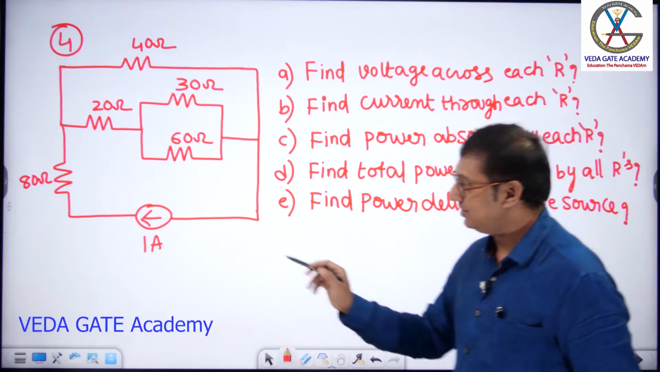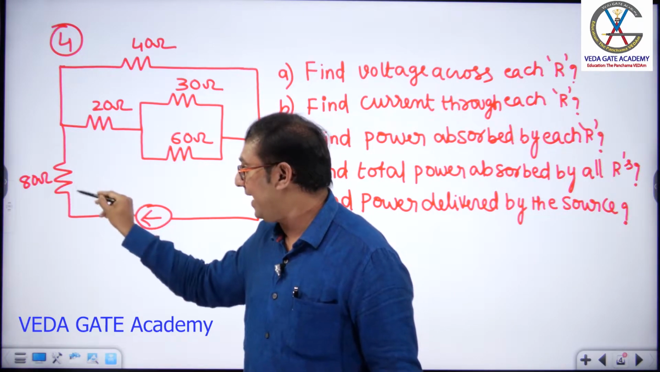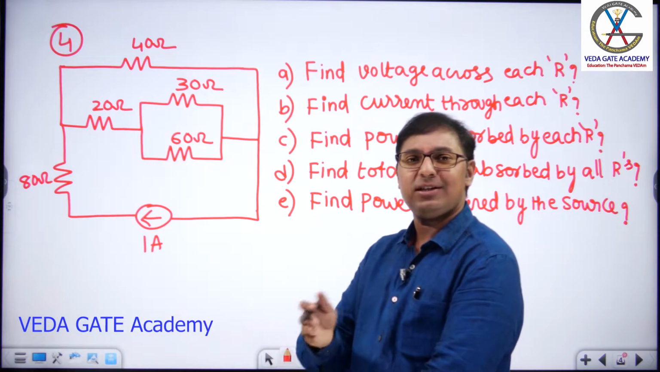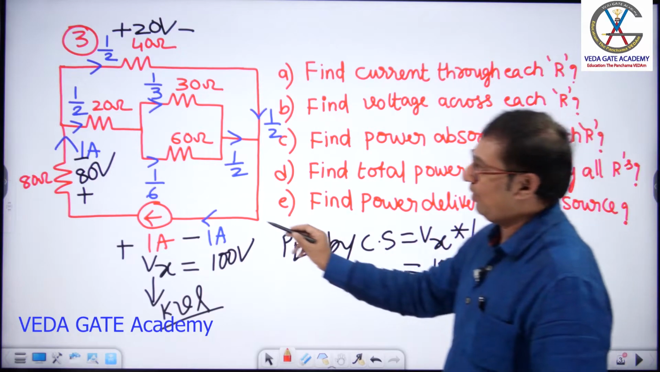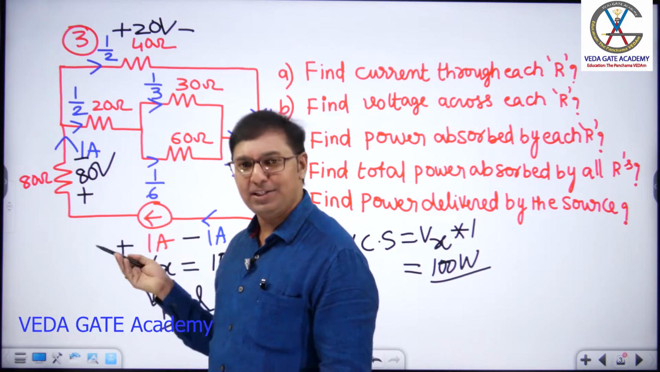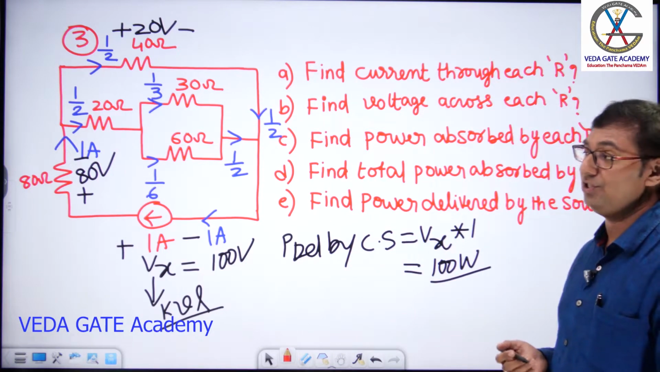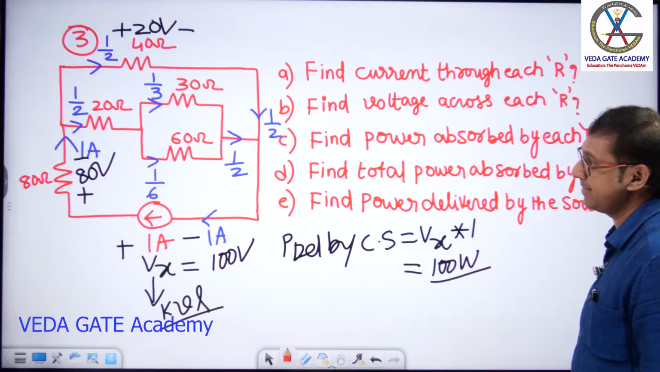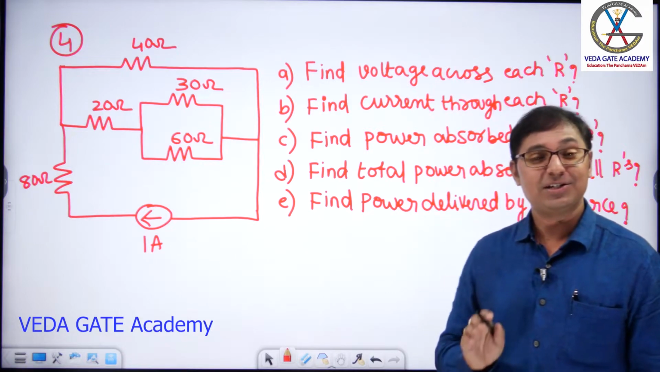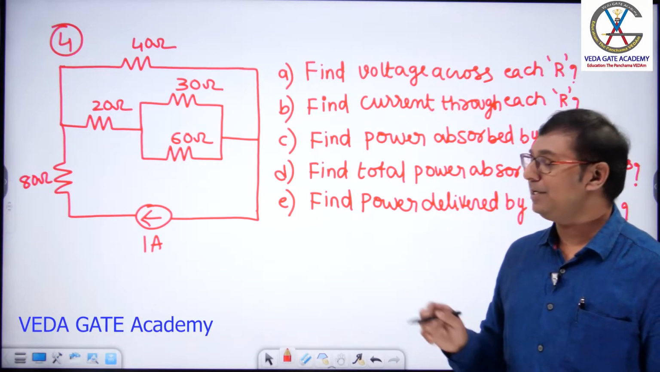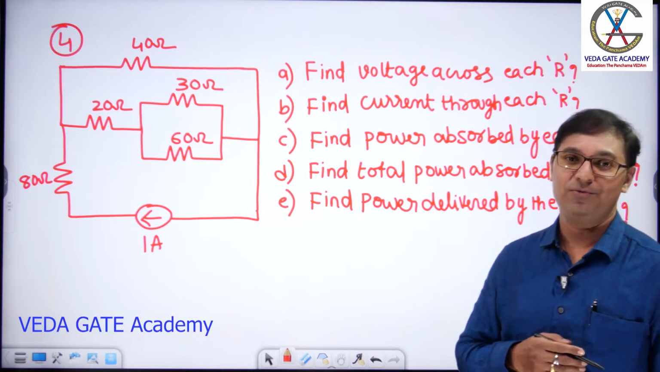I repeat my statement. Many will say here, sir, 1 amp coming like this, 1 amp goes like this, 1 into 80 is 80. Then what is the difference between the third question and the fourth question? Even in the third question we have done the same: 1 amp is coming like this, 1 into 80, 80. What is the difference? Here you have to find voltage first. How can we find voltage first? Single source problem: to apply voltage division, any one voltage should be known first.